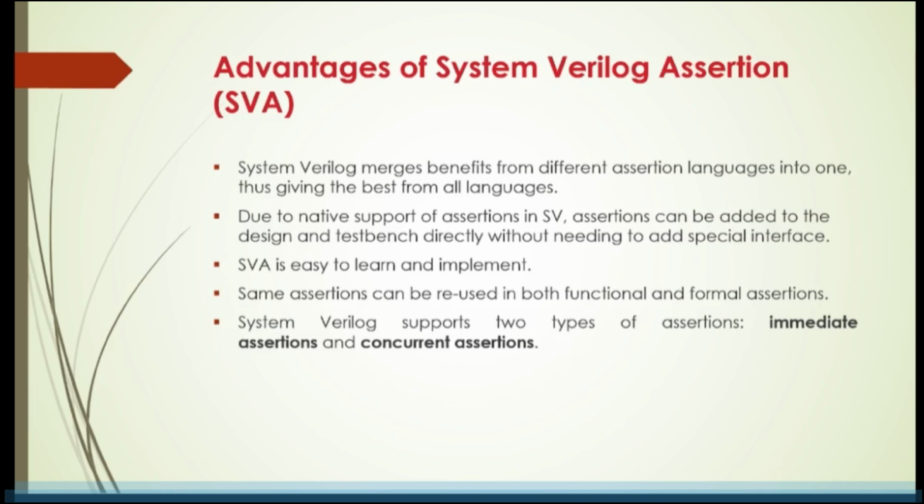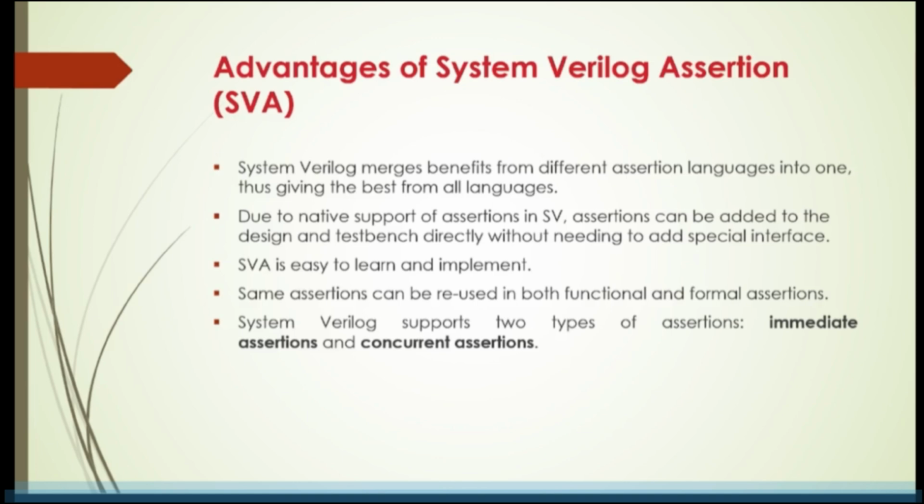One more advantage of these assertions is that we can add them in both the test bench as well as the design directly. We don't need any other interface in order to combine the test bench and Verilog for assertions. For assertions you don't need any special interface. You can write it directly in the design, as well as instantiate it directly in the test bench. Also, SV assertions are very easy to learn and implement. And one more thing is SV assertions can be reused in both functional and formal verification.